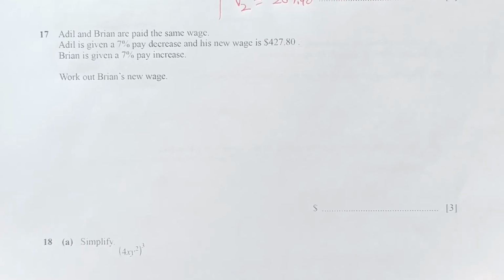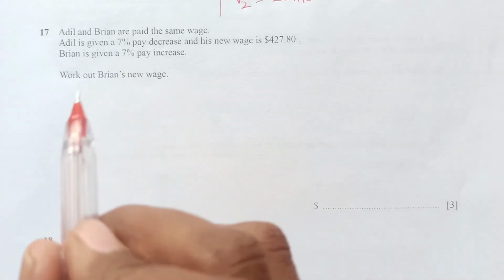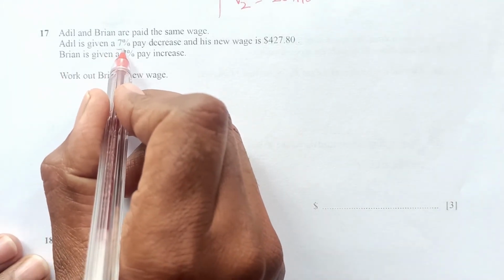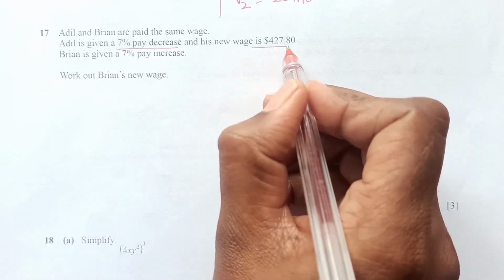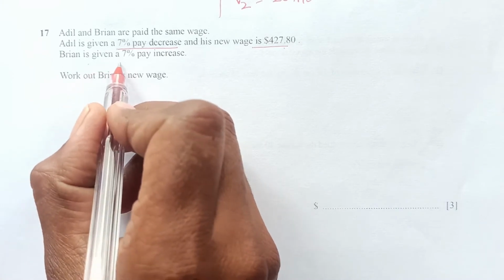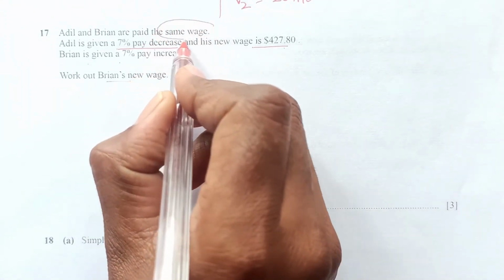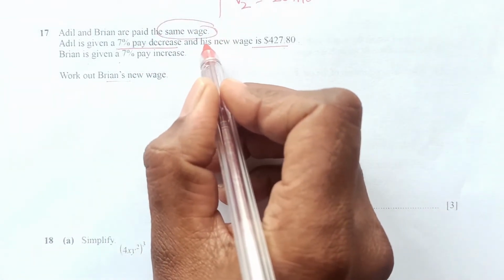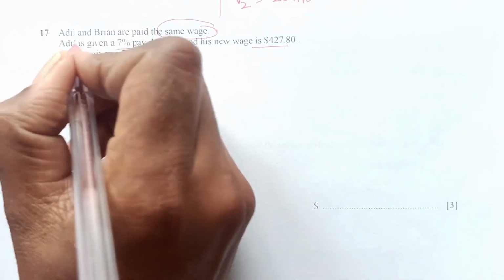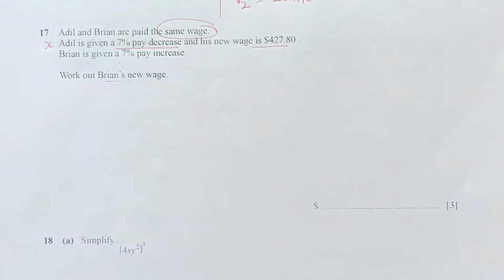Now number 17. Adil and Brian are paid the same wage. Adil is given 7% pay decrease and his new wage is this. This is after decrease, right? Brian is given 7% increase. Work out Brian's new wage. So you see, first of all, they both have the same wage, right? So let's say the wage for Adil in the beginning is X, right? So after the decrease of 7%, then it is 427.80, right?